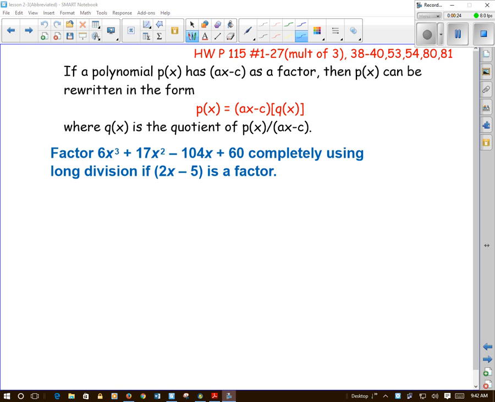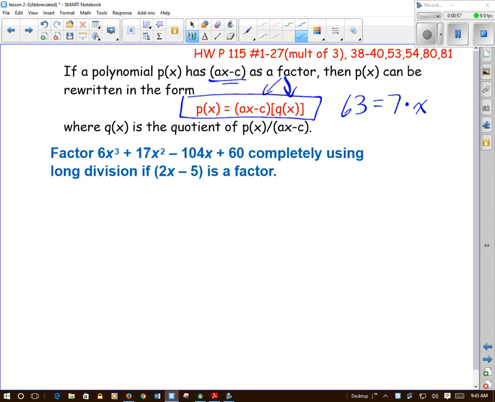So this statement is telling us that if we have some function p of x and we have ax minus c as a factor, then we can rewrite that as the factor times the quotient. That's just like saying, okay, if I have the number 63, I know that 7 is a factor of that, so I know that I can write 63 as 7 times some other number, the quotient of that. And of course, that would be 9 in this case.